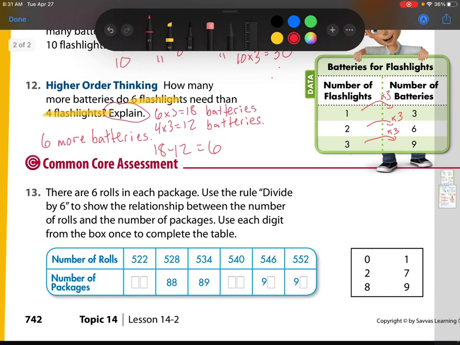Now our last one, number 13. There are 6 rolls in each package. Use the rule divide by 6 to show the relationship between the number of rolls and the number of packages. So from top to the bottom, we divide by 6. Use each digit from the box once to complete the table. Well, here we could do 522 divided by 6, but there's an easier way.